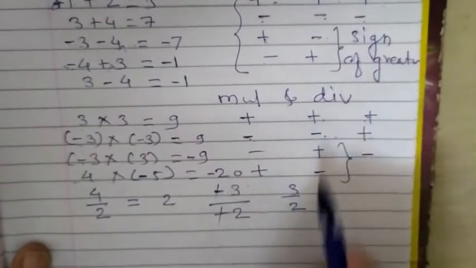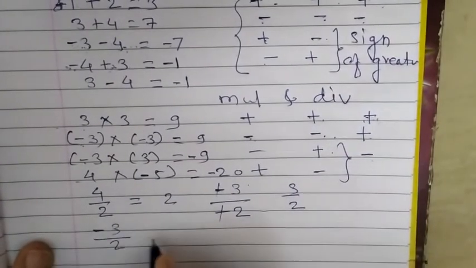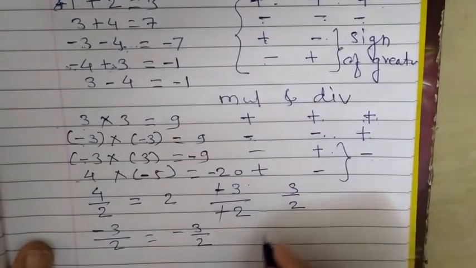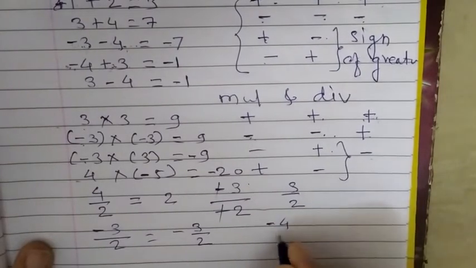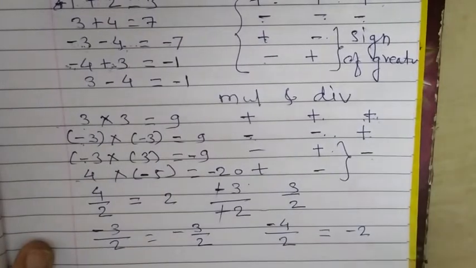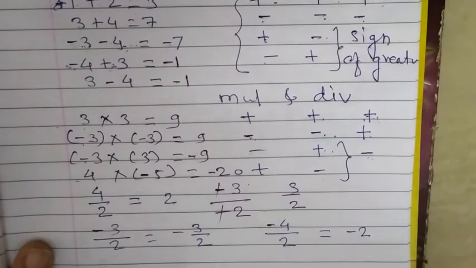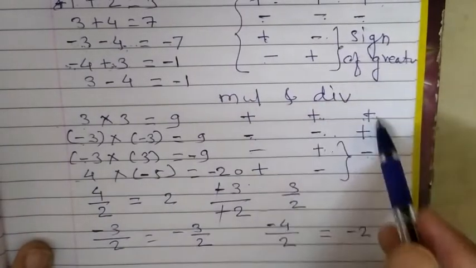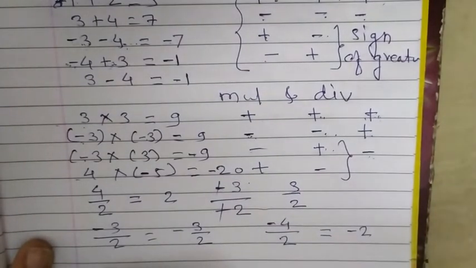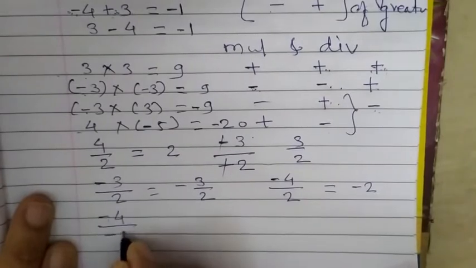Plus plus you already understood, it is plus. Now minus plus: minus 3 by 2. It is always minus 3 by 2. Suppose minus 4 and 2, then your answer will be minus 2 only. So in the case of minus plus, we always take the minus sign. Plus plus, no confusion, always plus. Minus minus is plus.